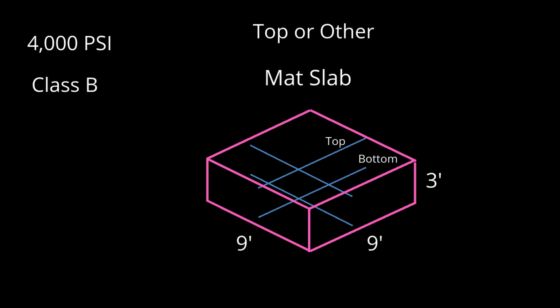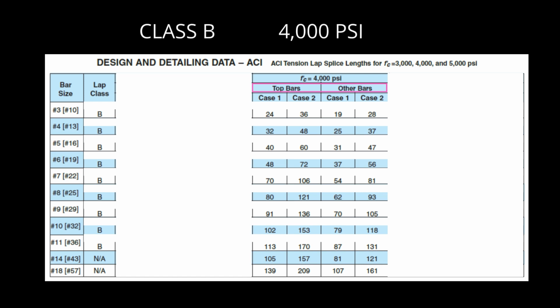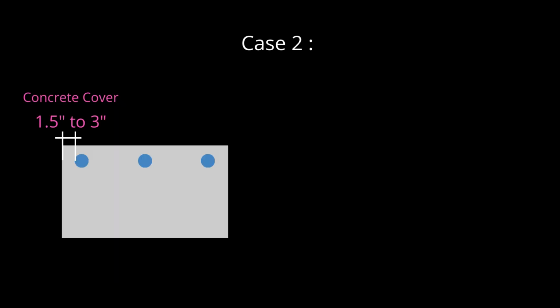So when we are calculating the weight of top rebar, we will use top bar lap splice value. When we calculate bottom rebar, we will use other bar lap splice value. So we need both top bar or other bar lap splice values depending on bar location. And one last thing we need to know is case value, Case 1 or Case 2. First, we need to learn about concrete cover. Concrete cover is the distance from face of concrete to face of rebar, not from the center of rebar to face of concrete. It is face of concrete to face of rebar.